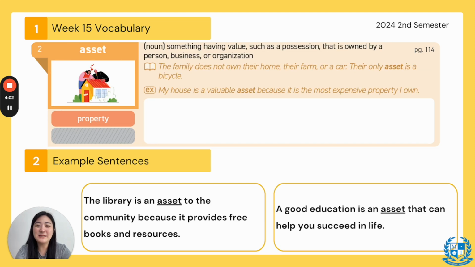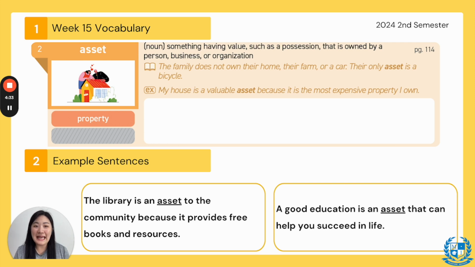Next, number 2, everyone say asset. Asset. The synonym is property, and it is a noun. It means something having value, such as a possession, meaning something that you own, that is owned by a person, business, or organization. So an asset is whatever you have that you own for yourself, or maybe another business or someone else.